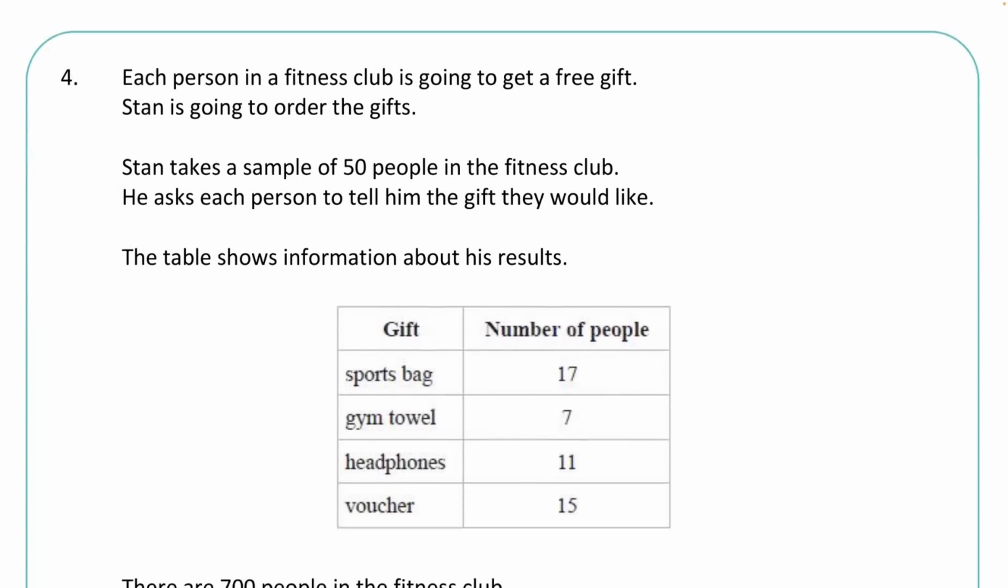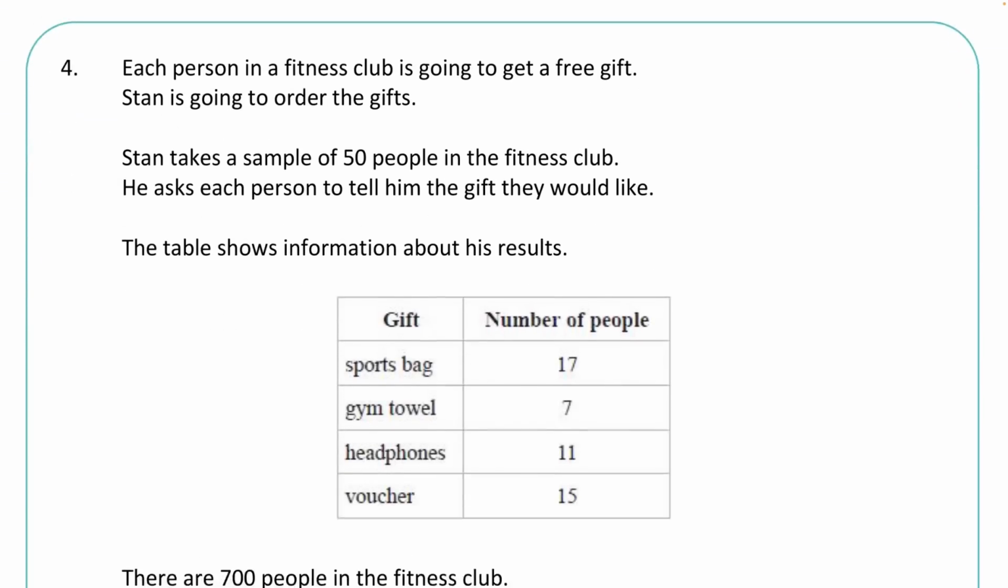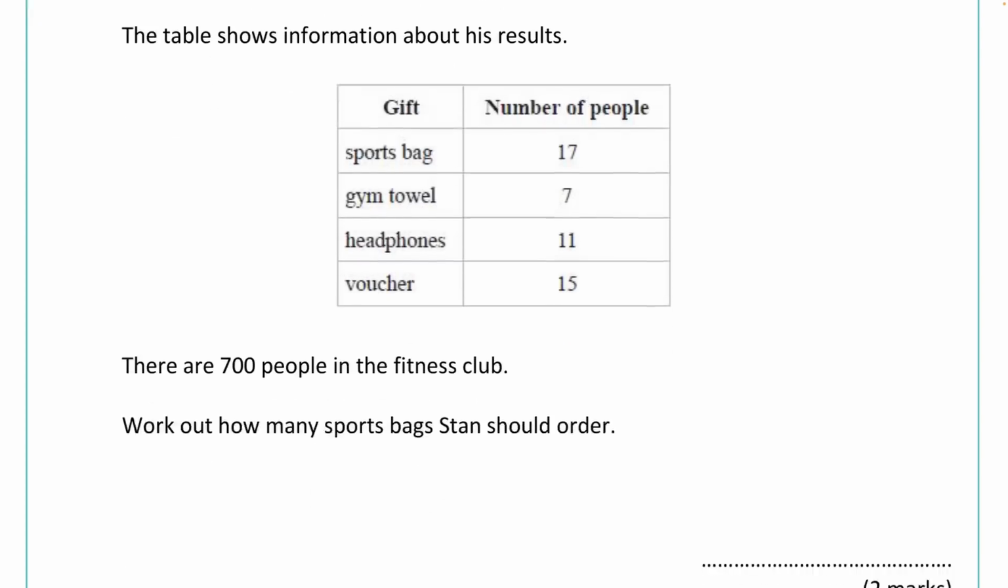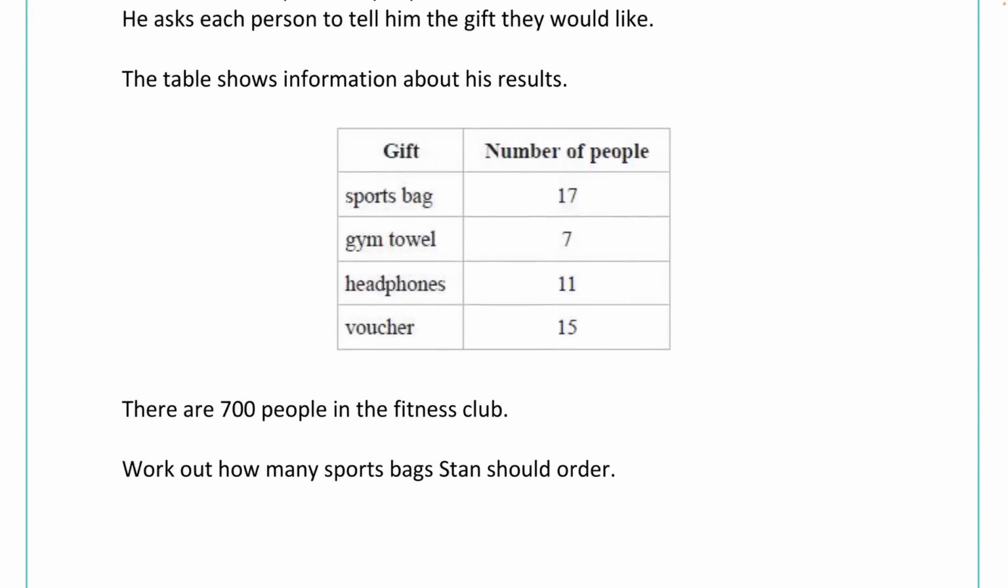On to our next question, and we are looking at some sampling. It says here, each person in a fitness club is going to get a free gift. Stan is going to order the gifts. He takes a sample of 50 people, which we can see there in the table, and he asks each person to tell him the gift they would like. It says that there are 700 people in the fitness club. How many sports bags should Stan order?